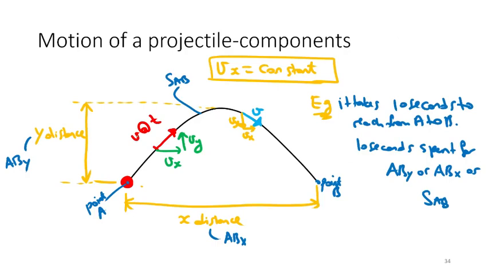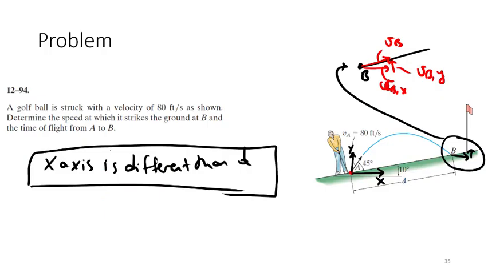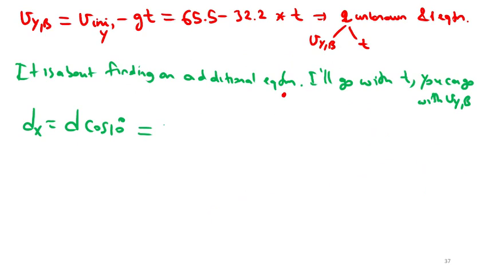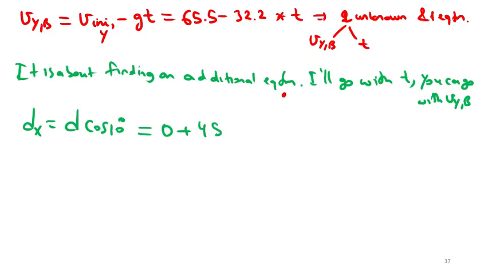And that's equal to, if I go back to the formulas here, in the x direction, the distance is initial position plus the velocity times the time t. So initial position, sorry, in our case is 0, plus the initial velocity in the x direction, 45.89, times t. Okay, so what happened?